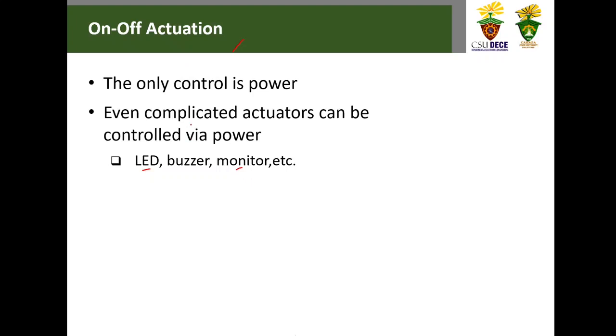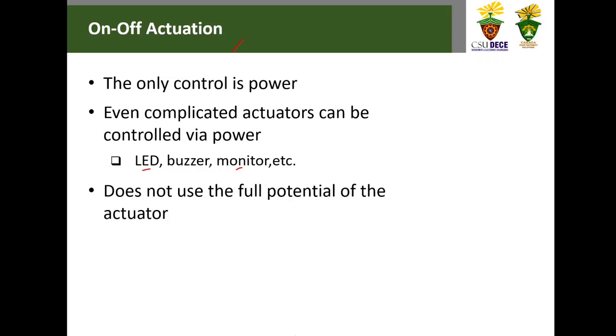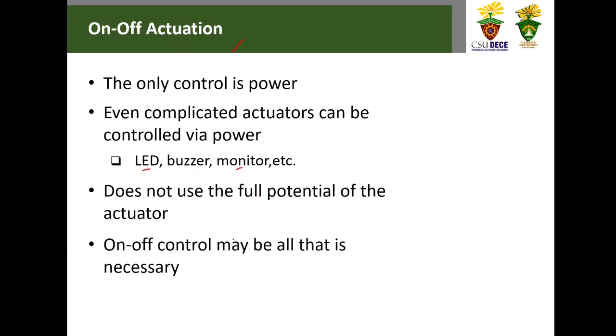So in this type of actuation, it does not use the full potential of the actuators. So on-off control may be used if it is just necessary. For example, the lights in a classroom or air conditioning. For example, when there are no people in the classroom, we can turn it off, and when there are, we can turn it on. Also the air conditioning. So it is like that.